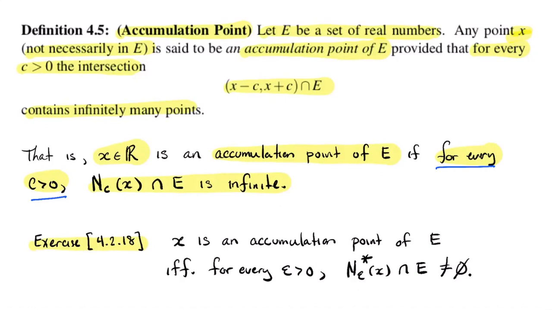But homework 4.2.18, you can prove that an element of the real numbers is an accumulation point for E if and only if for every epsilon, the deleted epsilon neighborhood intersected with E isn't empty. So it's a handy condition. Sometimes it's kind of a pain to show that this intersection is infinite. But what is this saying? If for every epsilon, the deleted neighborhood intersects E somewhere, and it can't be X because X doesn't belong to the deleted neighborhood, then that would imply that there's infinitely many. And certainly if there's infinitely many, this other intersection is not empty. Right? So half of that if and only if proof is kind of trivial.